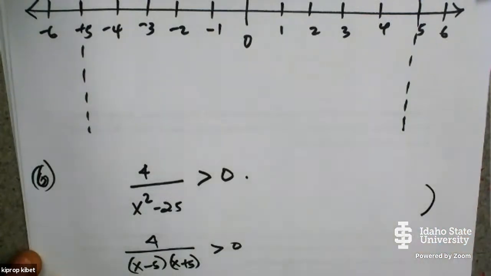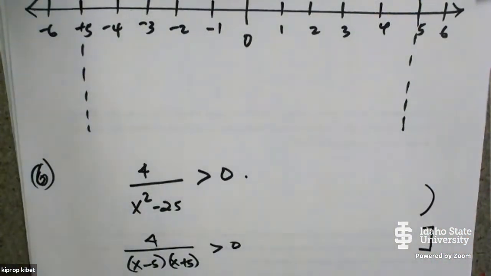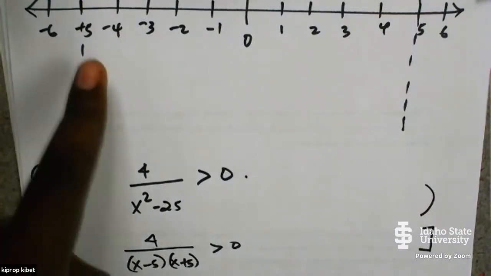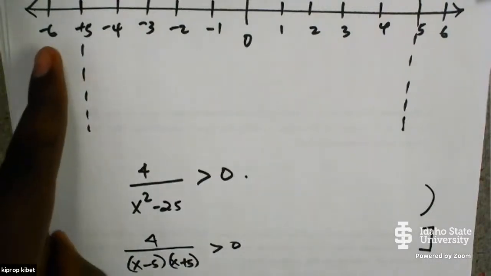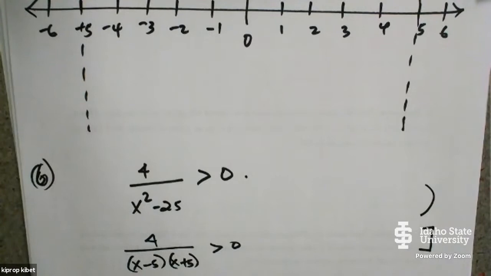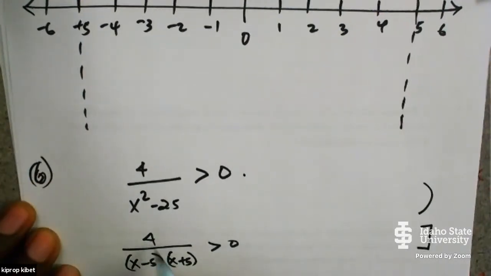When we are not including, which do we use, the brackets or the parentheses? Parentheses. So we use the parentheses if we are not including, but if we are including, we use the brackets. In our case, we are not going to use minus 5 because it will be undefined.